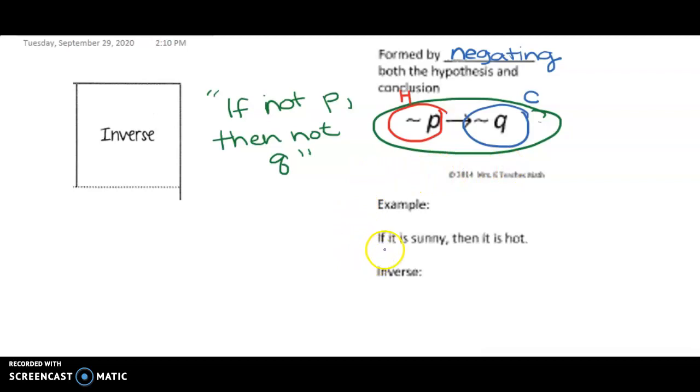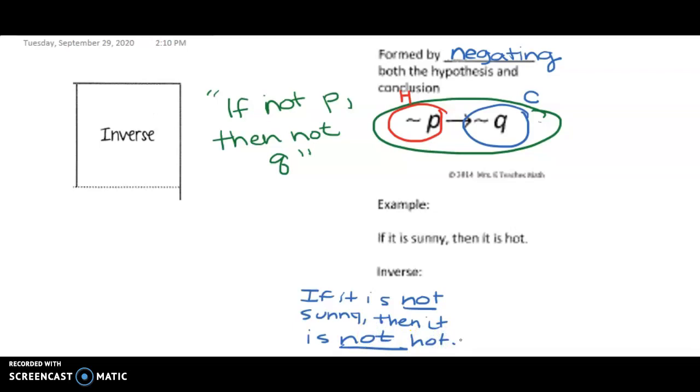So if the example is, if it is sunny, then it is hot, the inverse of that would be, if it is not sunny, then it is not hot. Now notice we didn't switch the order. All we did is make both the hypothesis and the conclusion not.